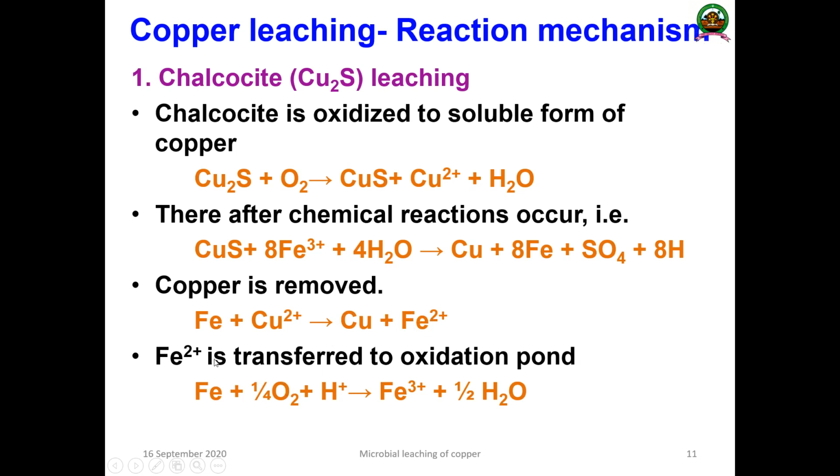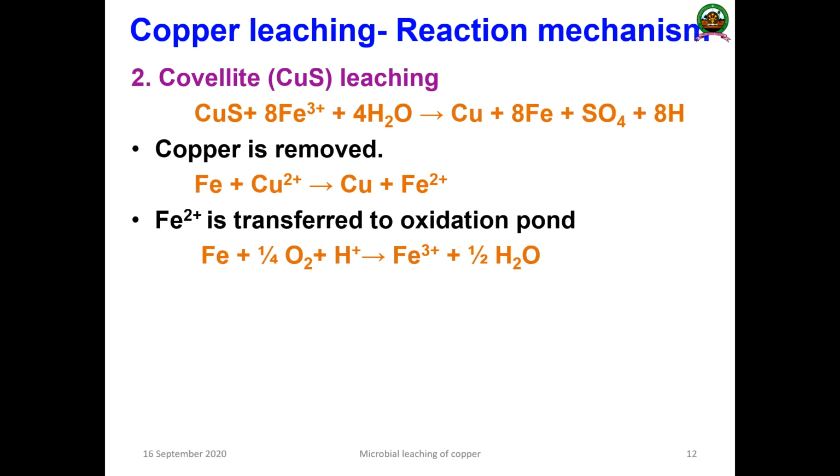Then the Fe2+ is transported to the oxidation pond, where it will be converted into ferric ion. Here Fe2+ plus 1/4 O2 plus H+ gives Fe3+ plus 1/2 H2O. So this is the reaction for production of copper from chalcocite, copper sulfide, by microorganisms. In these steps, Thiobacillus thiooxidans and Thiobacillus ferrooxidans are acting.